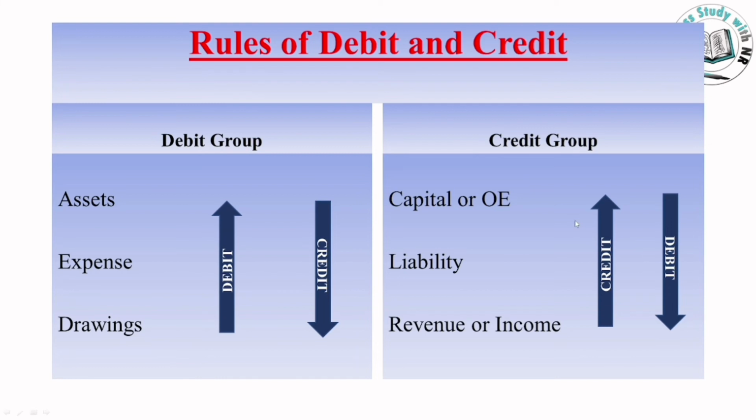What is meant by increase or decrease? For example, you purchase a machinery. First you have one machinery, then you purchase another machinery, so now you have two machineries. It means your assets are increasing. In the same way, you are paying salary of 1000, and the next month you are paying further salary. Your expenses are increasing. For example, in the first month, the owner of the business draws 1000 from the business, and then in the next month he also withdraws 1000 more. It means drawings are increasing.